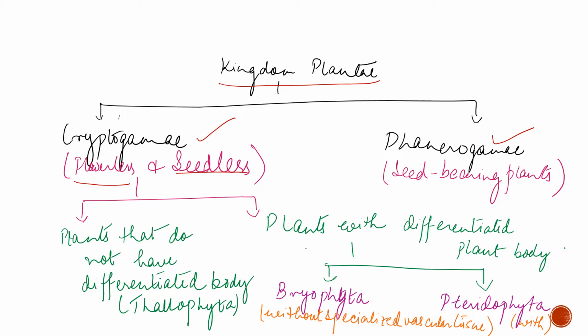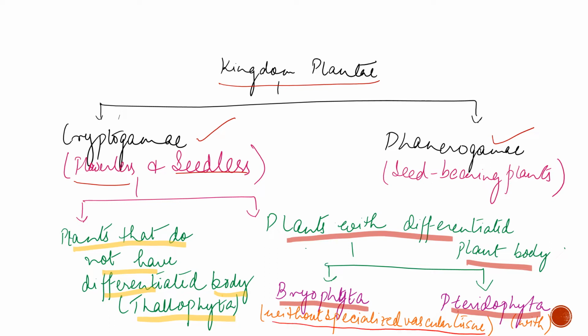These flowerless and seedless plants are again divided into two main parts. First, plants which do not have differentiated body parts, where the leaves, the stem and the roots are not divided properly. They are called Thallophyta. The next part is plants with differentiated body parts, and that is called Bryophyta and Pteridophyta. On what basis are they being divided? Bryophyta is divided on the basis of being without specialized vascular tissue.